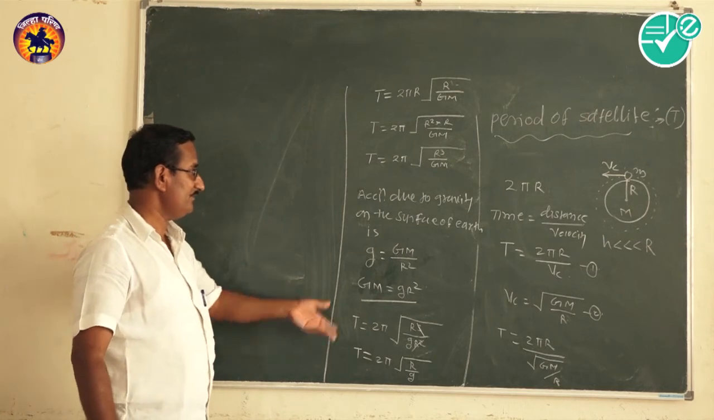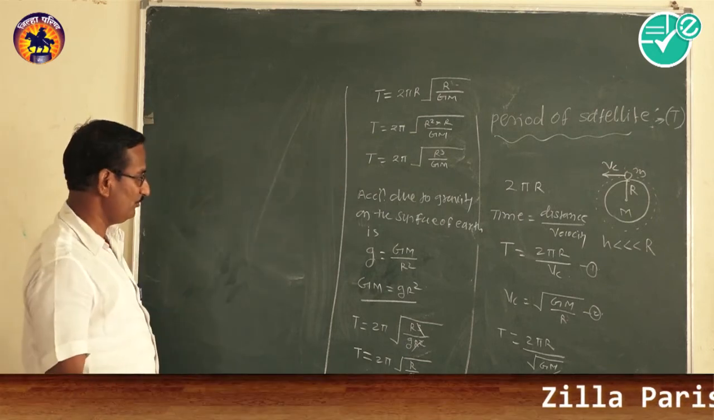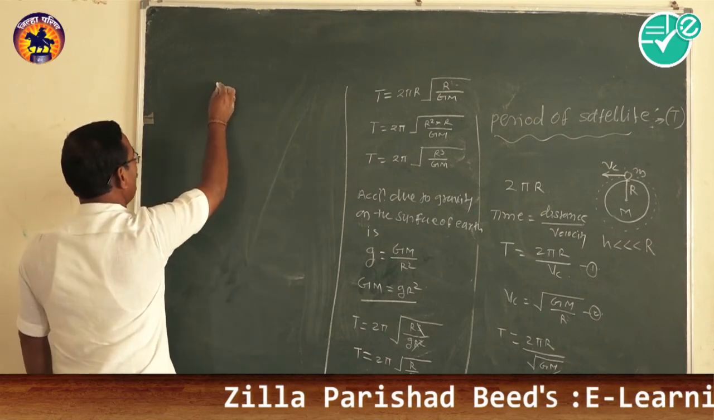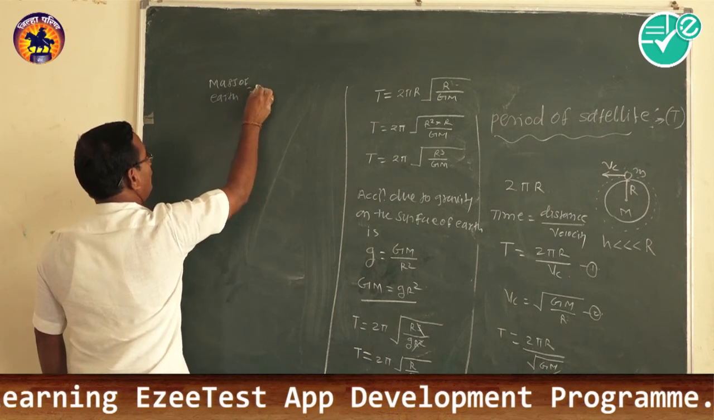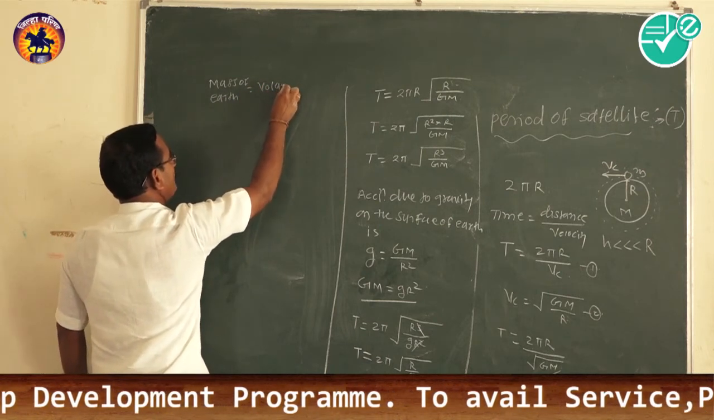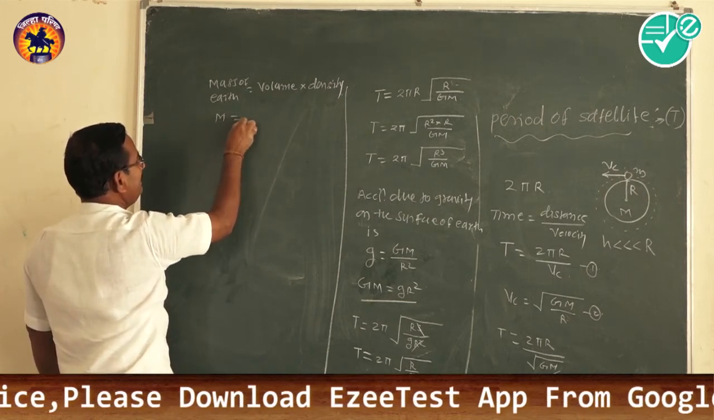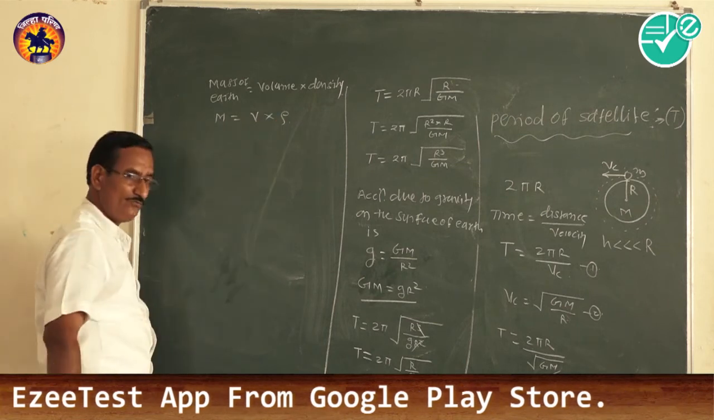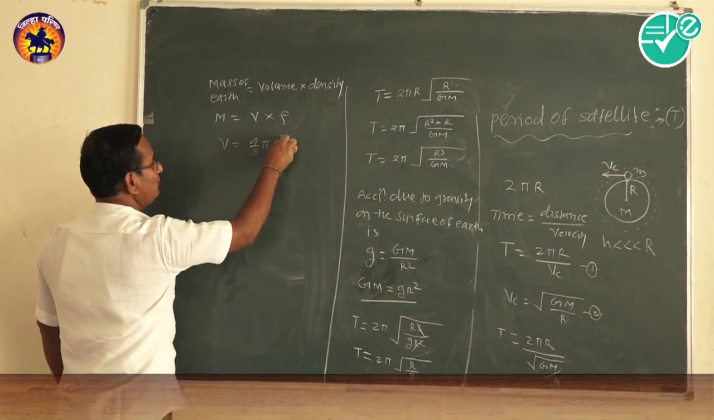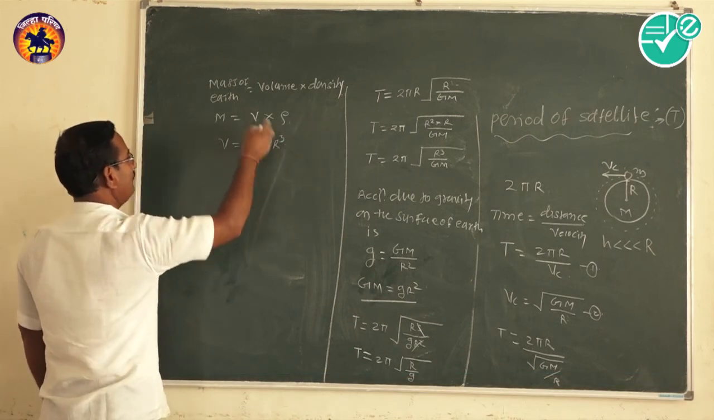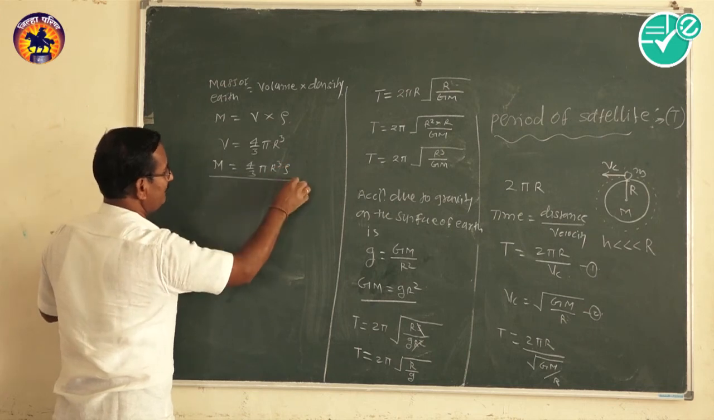Then from these equations again, there is some effect of the density of the Earth on the period of a satellite very close to the surface of Earth. Again we know that the mass of Earth is equal to volume into density, that is capital M is equal to V into rho. We know that the volume of Earth V is equal to 4 by 3 pi R cube. Then put the value of V in this equation, that is M is equal to 4 by 3 pi R cube into rho, that is the mass of Earth.